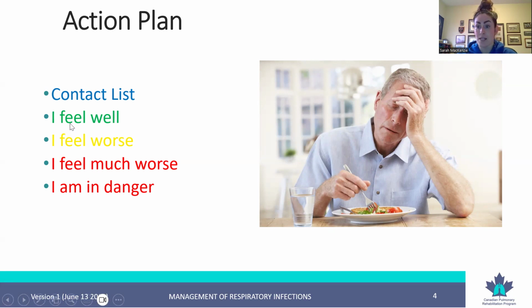The green zone, as we like to call it, is I feel well, I feel good. If you think about that in stoplight terms, it's all systems go, full steam ahead, right? So we'll talk about what that means. The yellow zone is caution, right? Slow down. Something's different. Something's changed. I feel worse. What does this mean and what do we do? We'll talk about that.